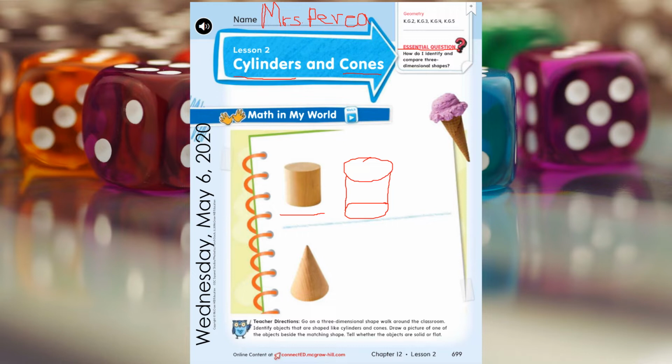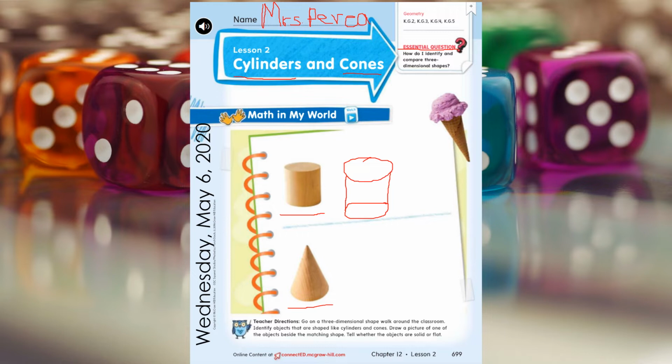All right, so our next shape that we have to go search for, and I'm telling you, this one's going to be a challenge in my house. I'm trying to think right now. Are you thinking where you can find this shape? It's a cone. All right, are you ready? Go. 10, 9, 8, 7, 6, 5, 4, 3, 2, 1. All right, come on back.